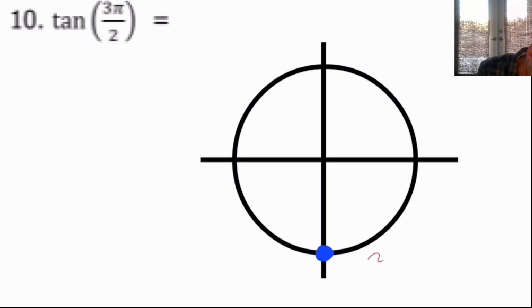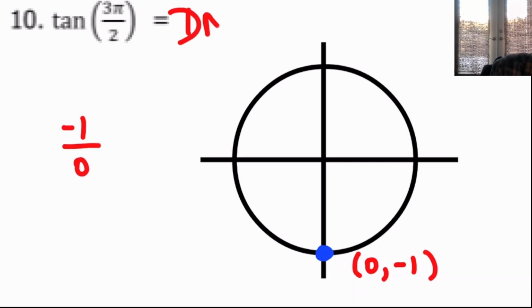X is going to equal 0 at that point, and y is going to equal negative 1 because this is a unit circle. And tangent is y over x. So I would be thinking, okay, y divided by x, can't divide by 0. I'm going to say that's undefined or does not exist.